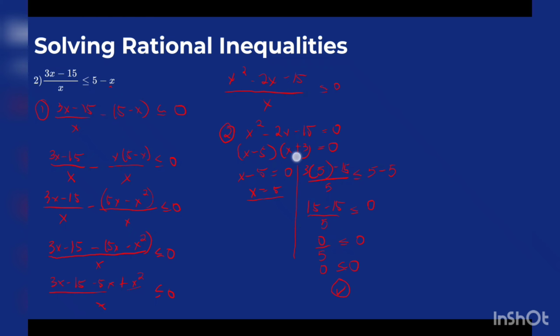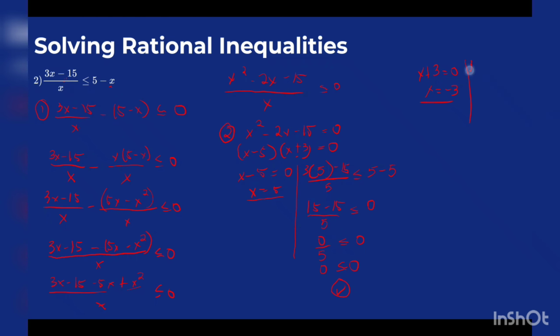Another critical value is from the second factor, which is x plus 3. So we'll use that again. x plus 3 is equal to 0. And we'll get here x is equal to negative 3, which is our second critical value. And testing it again, we'll substitute that to the original inequality.